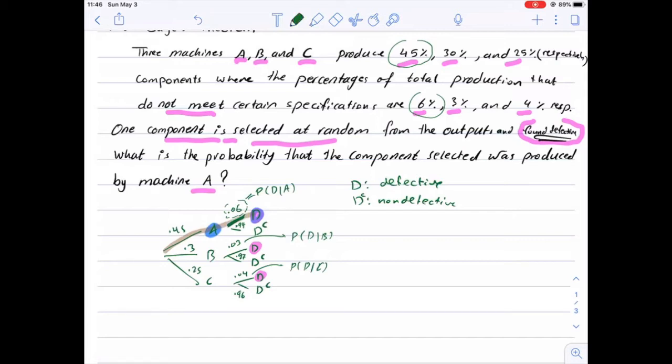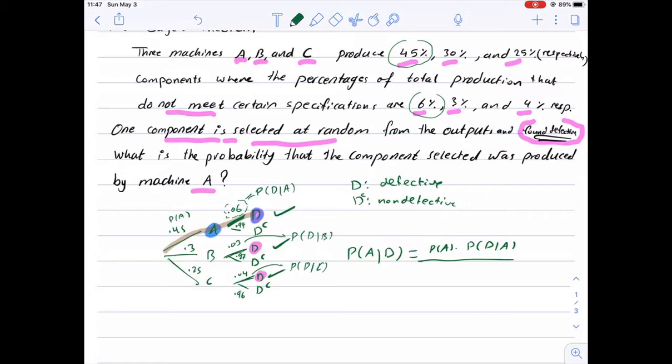But this branch comes from how many branches? This branch gives defective, this branch gives defective, and this branch here gives defective. So we have a ratio. Probability of getting an outcome or component from machine A, given that it's defective, is probability of A times probability of defective given that it comes from A, over all these branches.